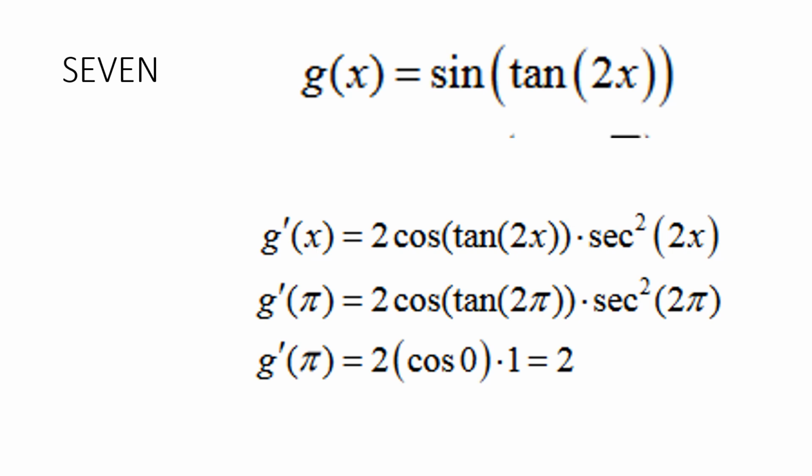Problem number 7 again was the chain rule, and so g prime of x was 2 cosine of tangent of 2x times secant squared of 2x, and this 2 came from the chain rule. You substitute pi, and you find out that g prime of pi is 2.